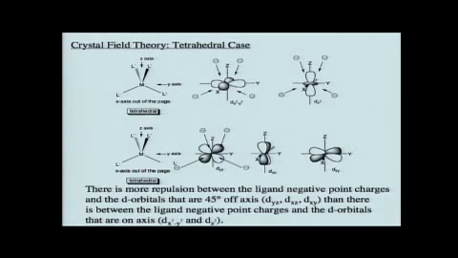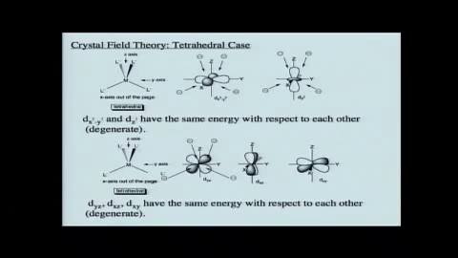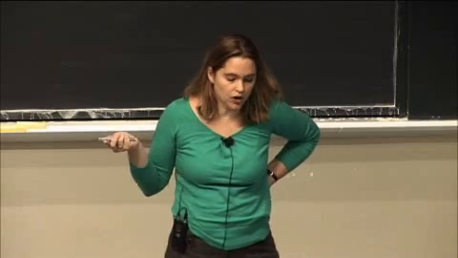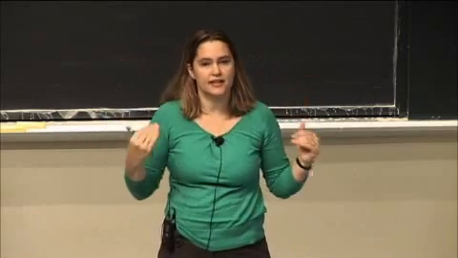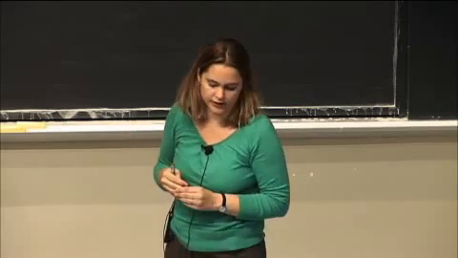So you have more repulsion between the ligands as negative point charges and the d orbitals that are 45 degrees off axis than you do with the two d orbitals that are on axis. So here, dx squared minus y squared and dz squared have the same energy with respect to each other. They're degenerate. And we have our dyz, dxz, and dxy have the same energy with respect to each other. They are also degenerate. So it's the same sets that are degenerate as with octahedral, but they're all affected differently.